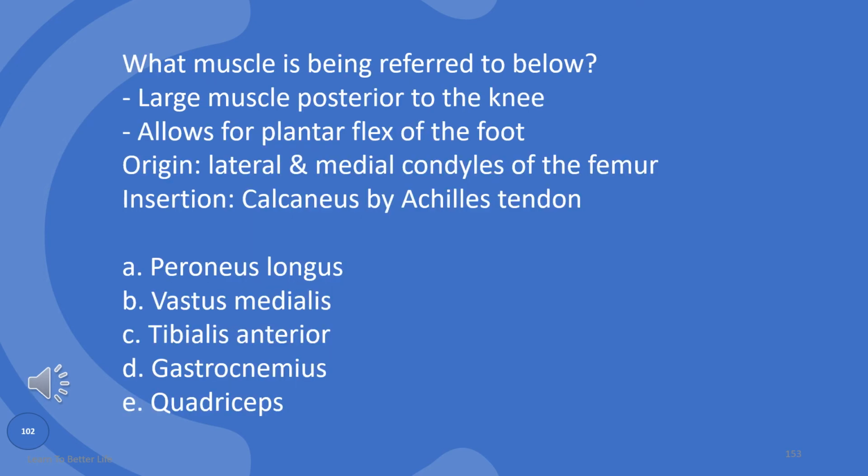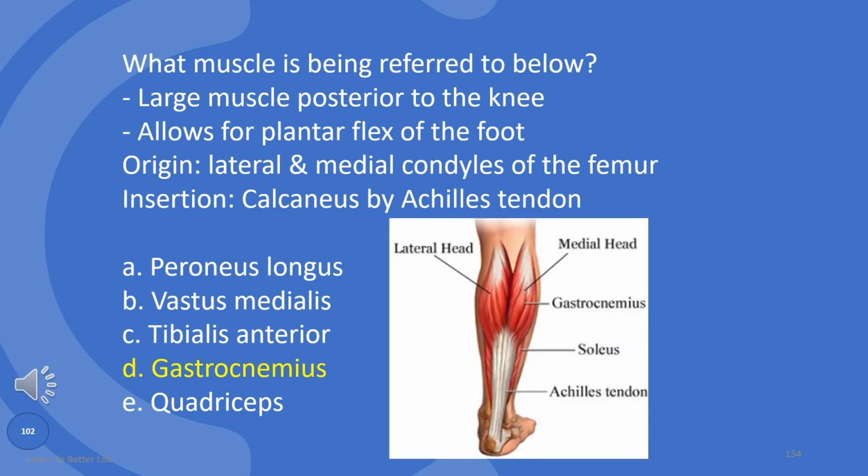What muscle is being referred to below? Large muscle posterior to the knee. Allows for plantar flexion of the foot. Origin, lateral and medial condyles of the femur. Insertion, calcaneus by Achilles tendon. A. Peroneus longus. B. Vastus medialis. C. Tibialis anterior. D. Gastrocnemius. E. Quadriceps. The answer is D.